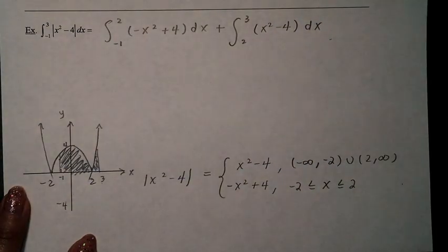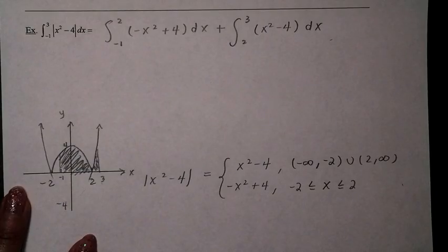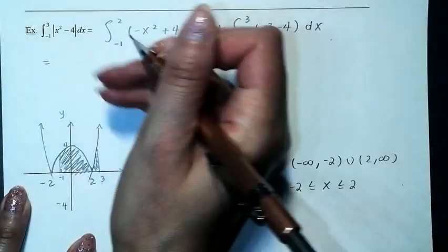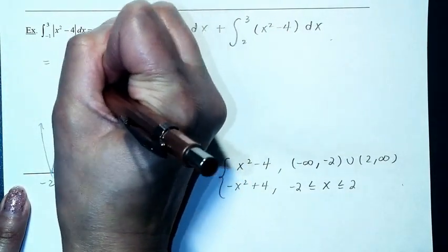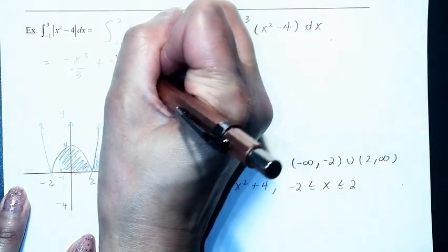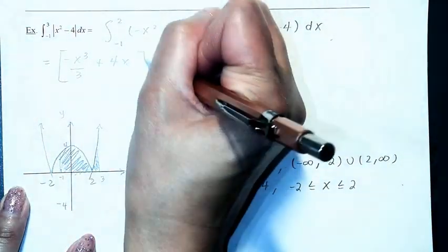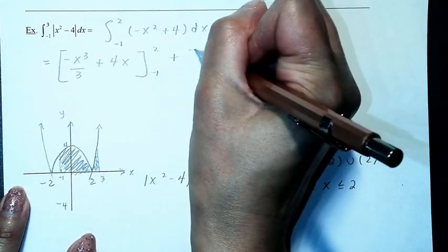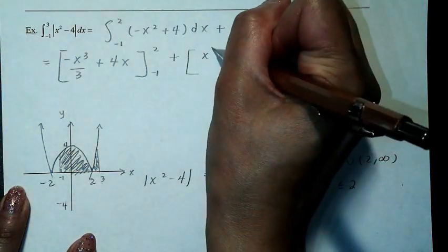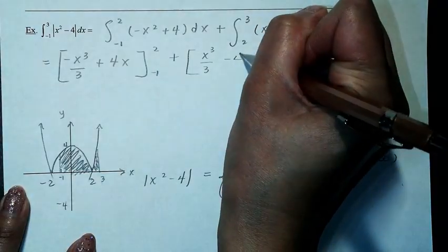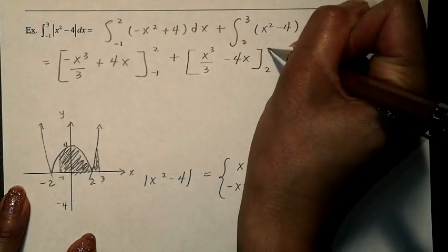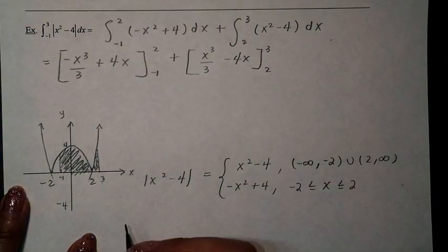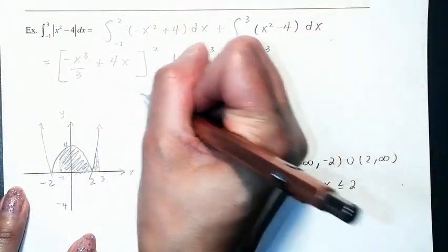Do you see it? Now, what are we going to do here? You're going to have negative x cubed divided by 3 plus 4x, and you evaluate this from -1 to 2. Then you find the integral of the other, which is x cubed divided by 3 minus 4x, and integrate from 2 to 3. Then what are you going to do here? You plug them in, right?